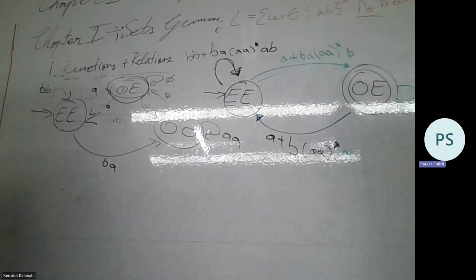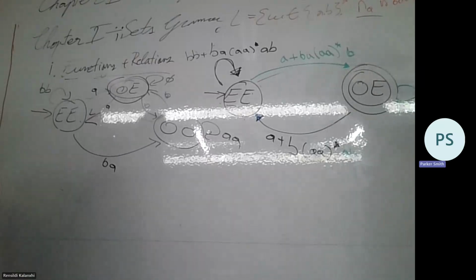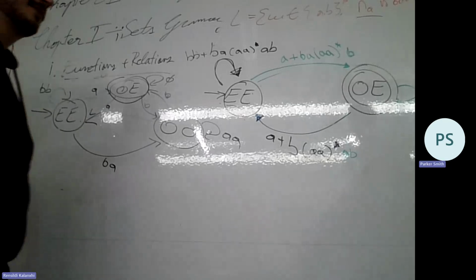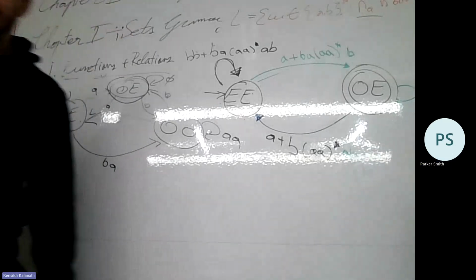Yeah, I think the problem is just that you would need to have a lambda transition between EE and OE. Because if lambda's an acceptable word, then you would have to go from the initial to the final state without any input, right? Which would make this an NFA. I do want to see how this would look with lambdas now.